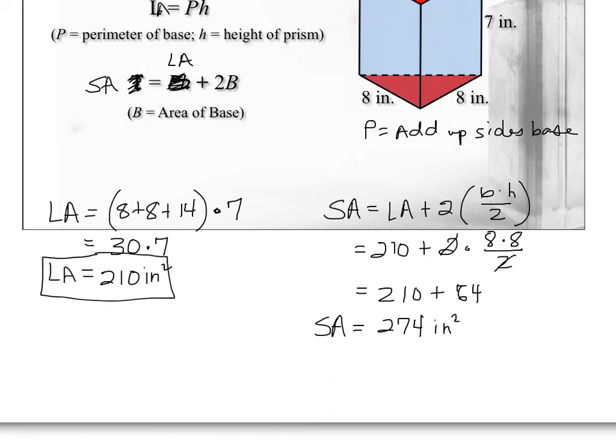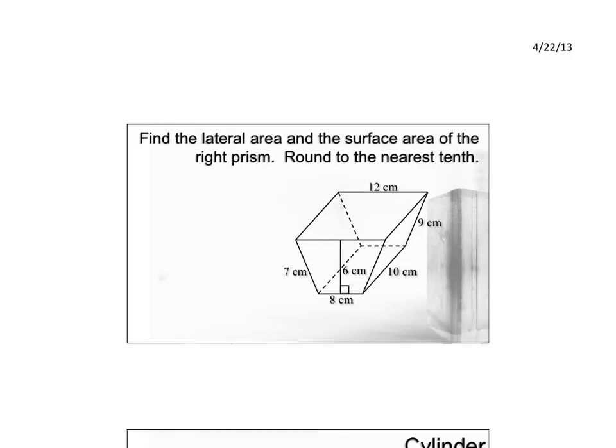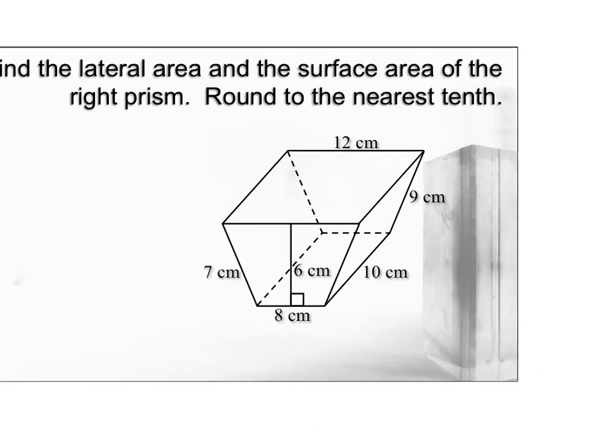The lateral area is 210. You'll notice one other comparison you can make is that the surface area will always be larger than the lateral area. Okay, now as you look at the next example here, we have a little bit different shape.